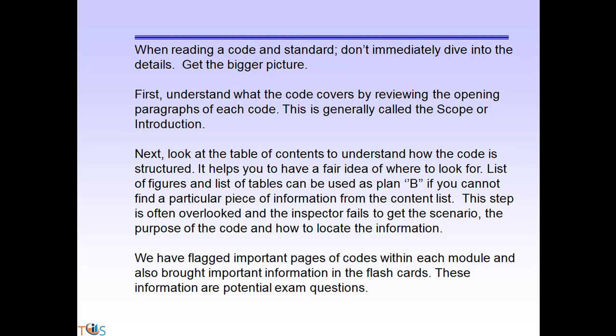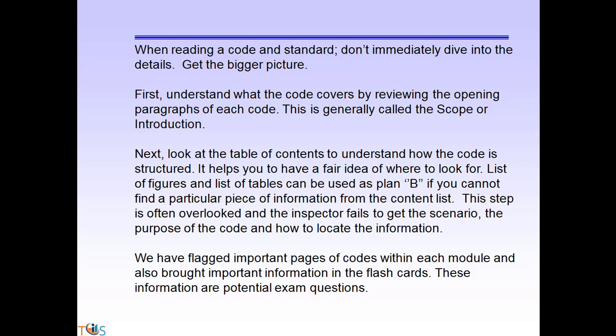The list of figures and list of tables can be used as plan B if you cannot find a particular piece of information from the contents list. This step is often overlooked, and the inspector fails to get the scenario, the purpose of the code, and how to locate the information.